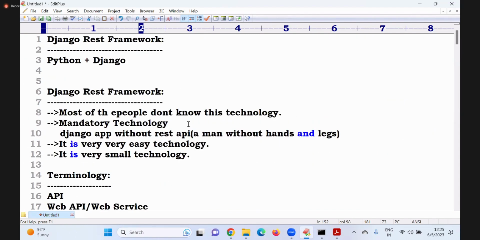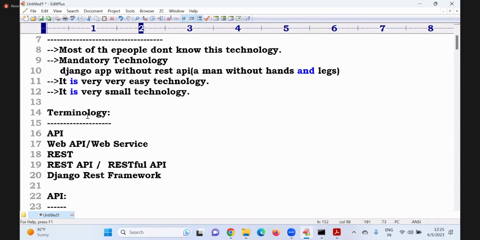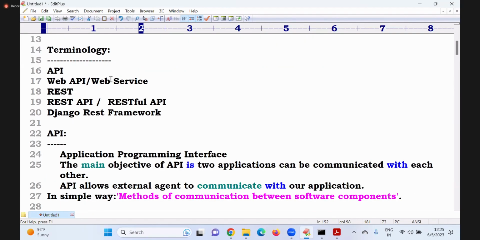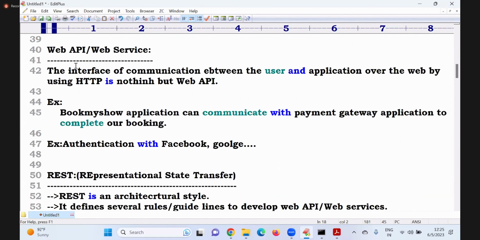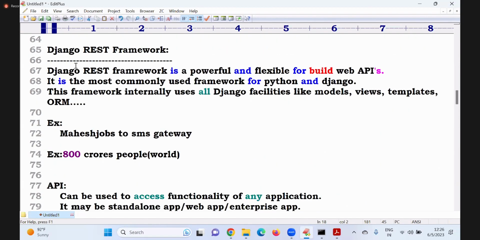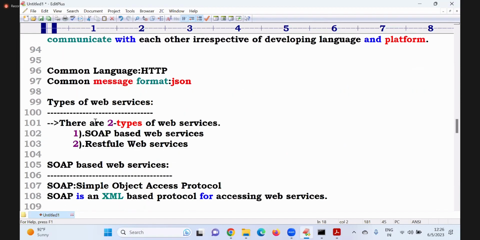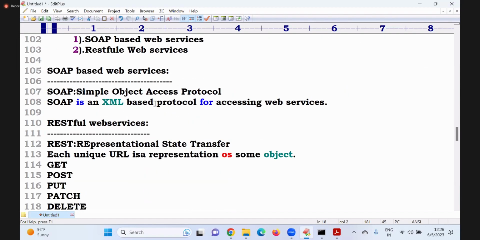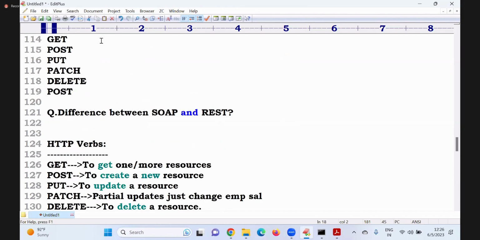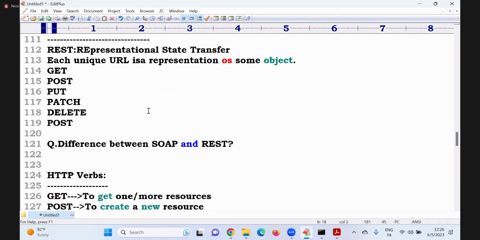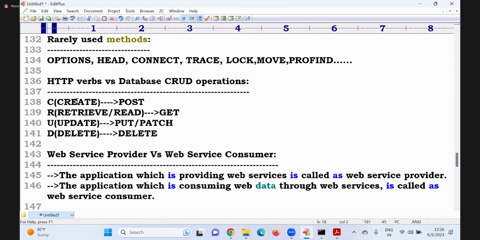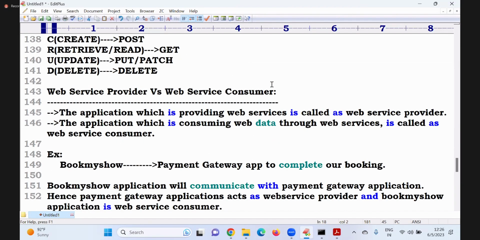Now, what is a REST API, Web API, REST, normal API, Django REST framework. After that, examples I have given. There are only two types of web services: SOAP based and RESTful based. RESTful commands, slowly you will get clarity about these one by one. CRUD, HTTP relation methods. Who is the web service provider? Who is the web service consumer?